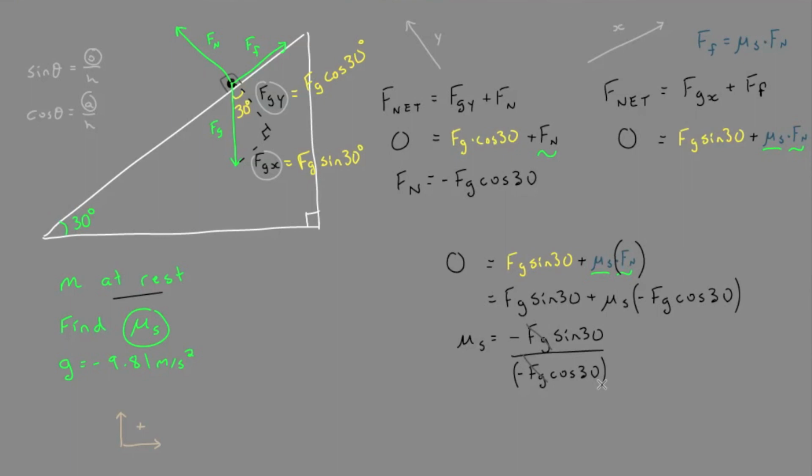But anyways, if you just want to divide sine of 30 by the cos of 30, you'd get 0.577, which would round to 0.58. And remember, coefficients of friction are unitless, so that's it.